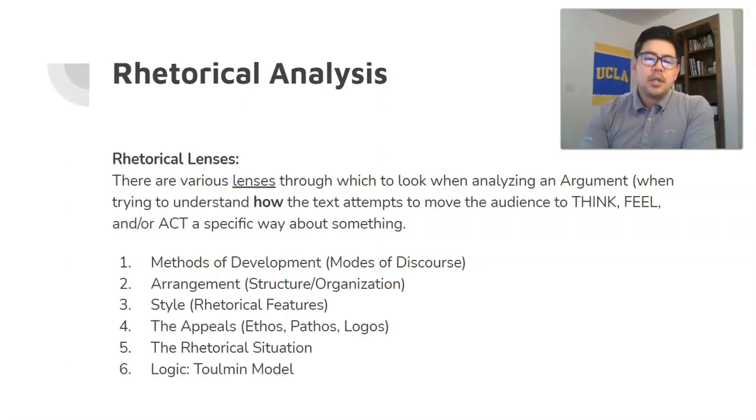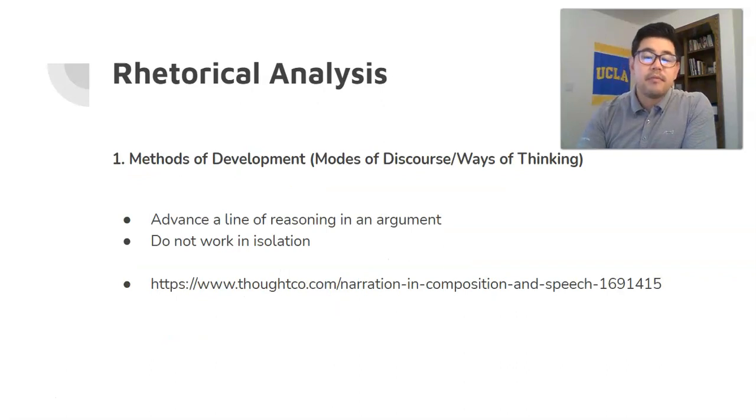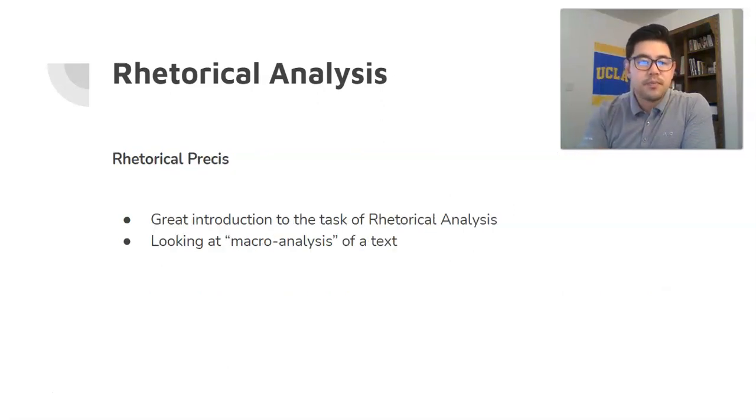And so these are the 6 different lenses, and we went over this last semester, so I'm not going to go over it too quickly. But these are just different ways to look at how an author creates an argument and using these lenses to guide your rhetorical analysis. So first is the method of development. It's how the line of reasoning is created. And there was a good website that I gave you that will give you different modes of discourse that you can see that authors use.